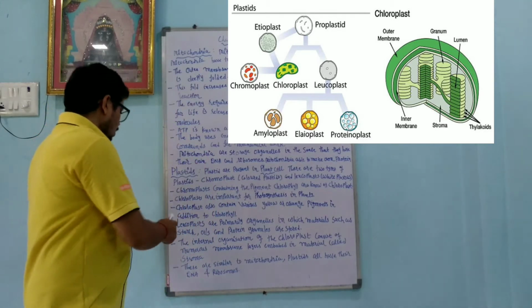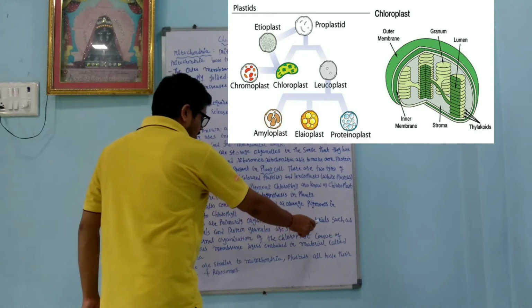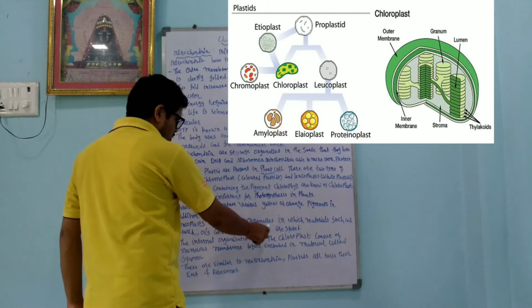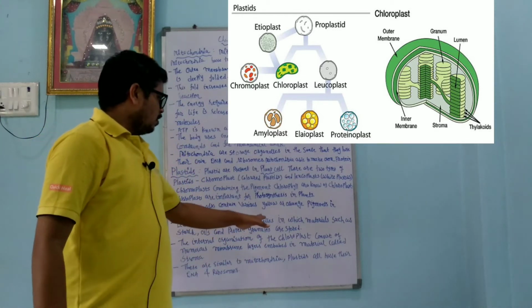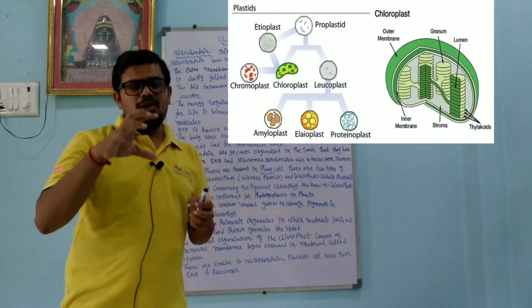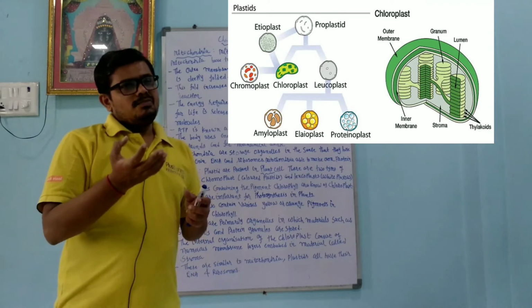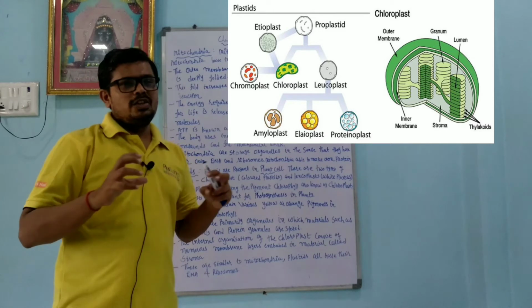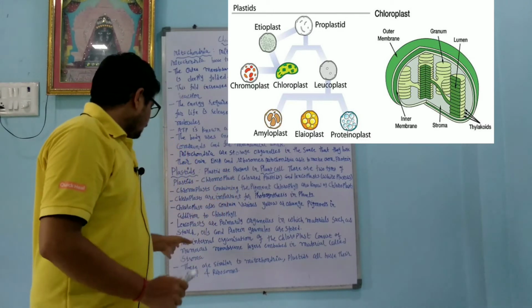Leucoplasts are the primary organelles in which materials such as starch, oil and protein granules are stored. Starch, what is it? Whenever we have potatoes and remove the upper cover, the inner side is totally made up of starch. It is a long chain of simple carbohydrate, and it is very complex.